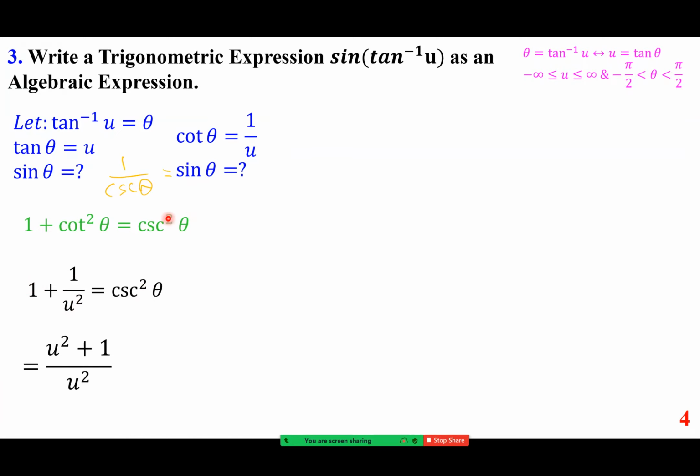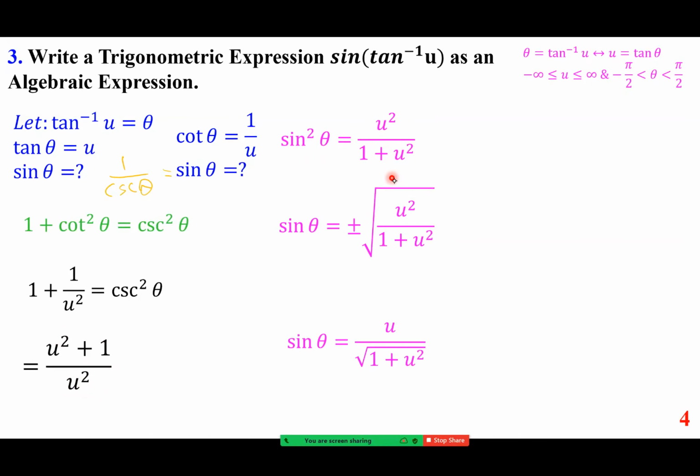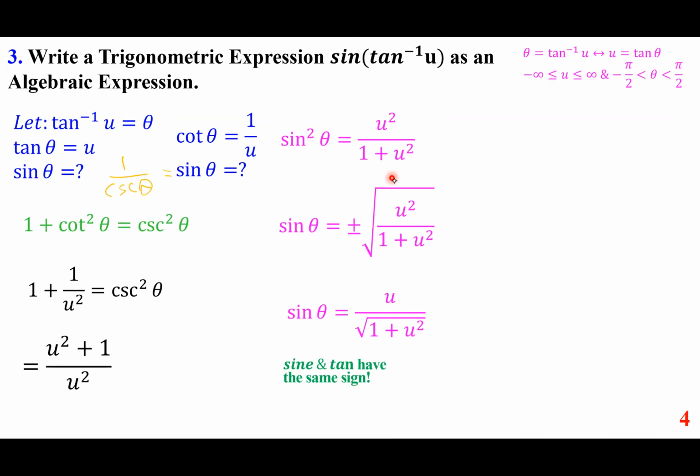And remember, cosecant and sine are reciprocals. Therefore, sine squared is the reciprocal of that. So sine is plus minus the square root of that. And we take the u squared out as u. And sine and tangent have the same sign, because both of them go from negative to positive.